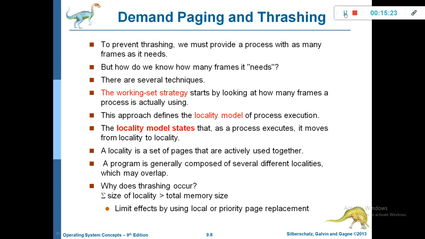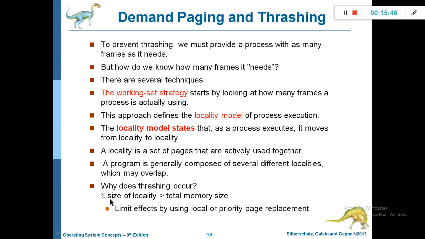The process that was swapped out, when you later swap it in, will move to a different locality. So a locality is a set of pages that are actively used together by the process, and a program is generally composed of several different localities which may overlap here. So why does thrashing occur?